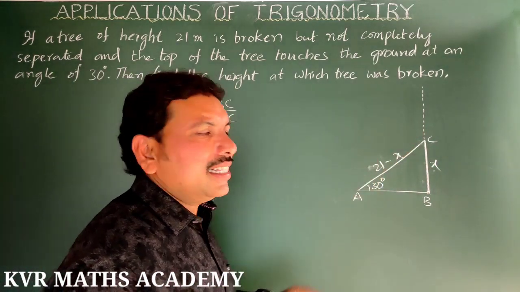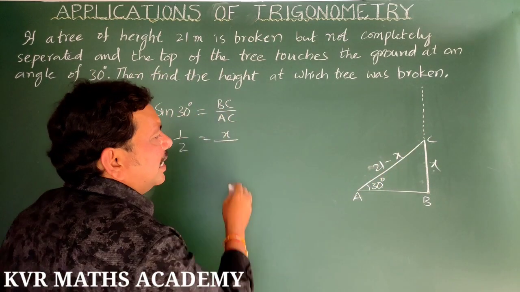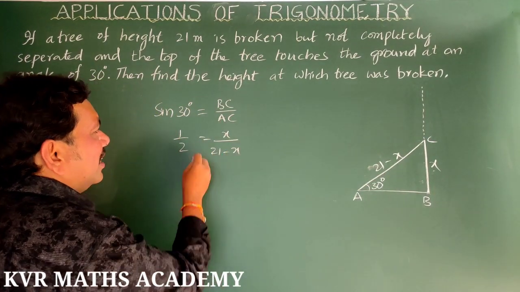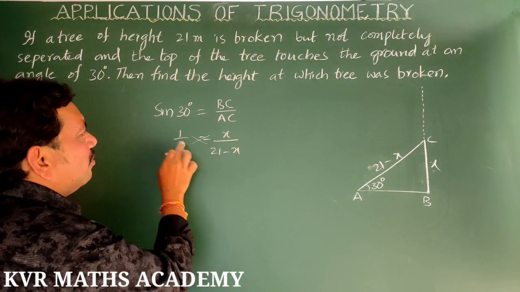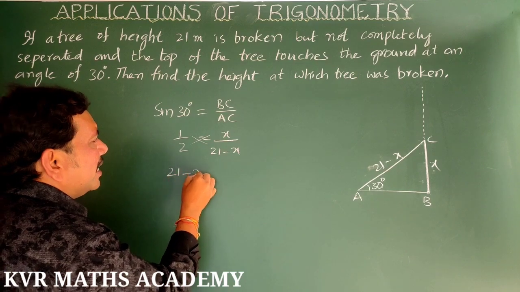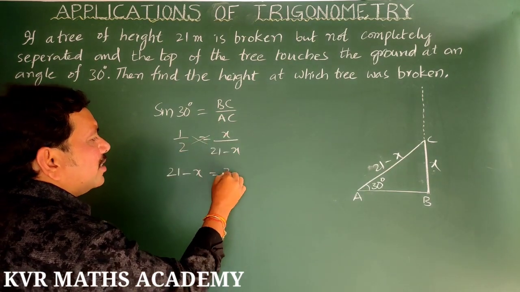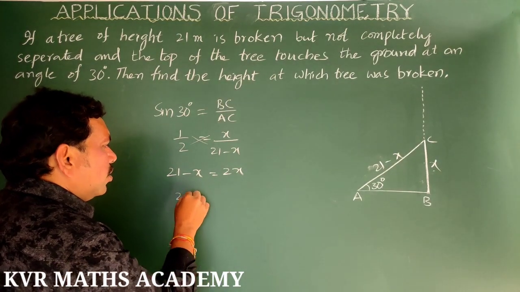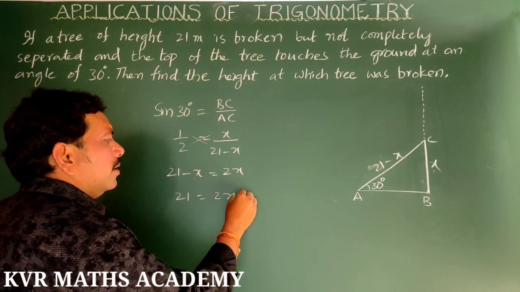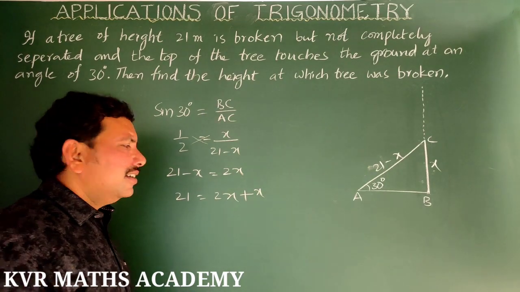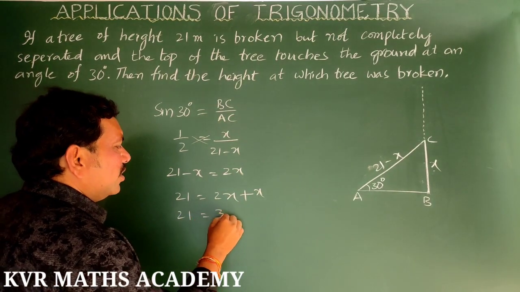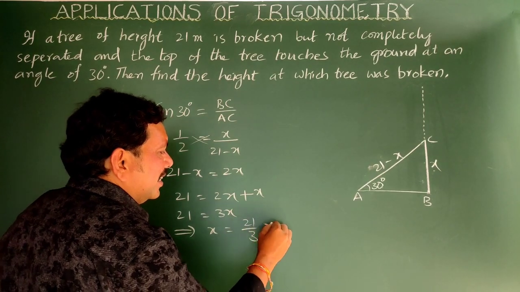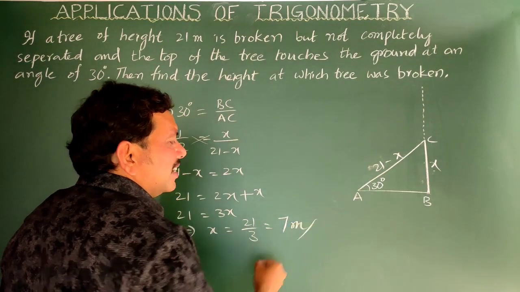BC is X and AC is 21 minus X. Do cross multiplication. So 1 into 21 minus x is 21 minus x, is equal to 2 into x, which is 2x. Right? Transfer x to this side. 21 is equal to 2x plus x. Yes, 21 is equal to 3x. That implies x is equal to 21 by 3, which is 7 meters.